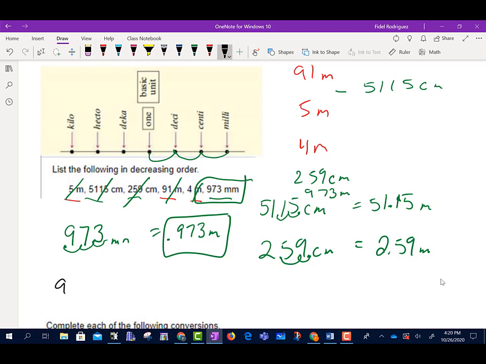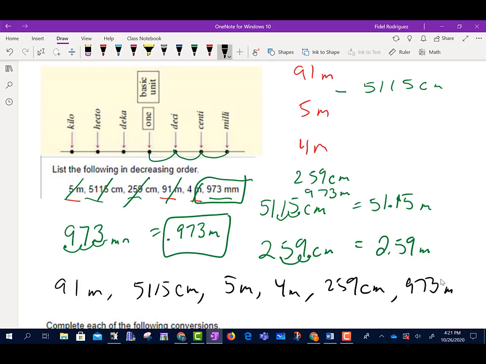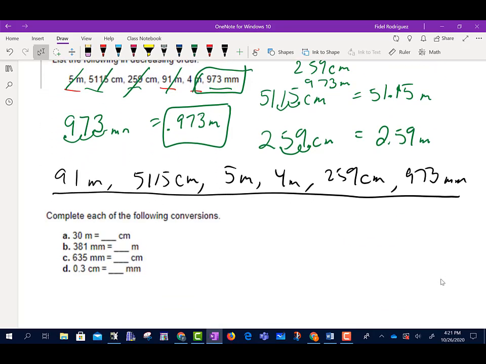So we're going to have 91 meters, then we're going to have 5,115 centimeters, then we'll have 5 meters, 4 meters, 259 centimeters, and 973 millimeters. And this is going to be decreasing order. They're going from bigger to smaller. Okay. All right. So now let's see if we can complete each of the following conversions.